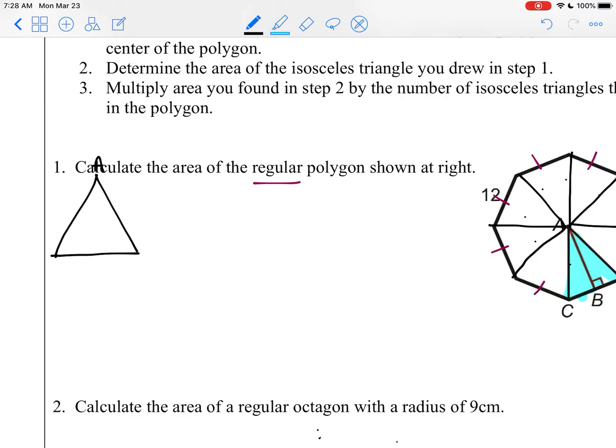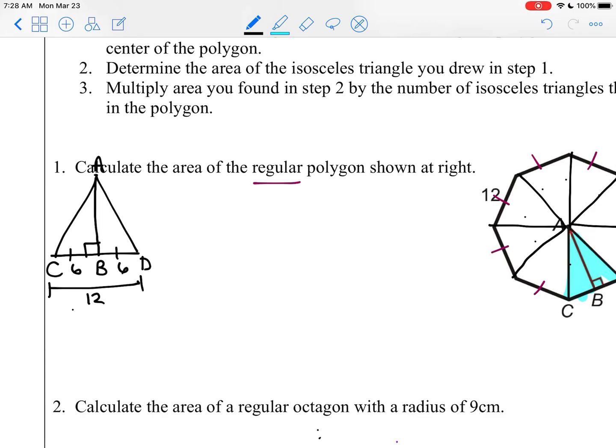You don't really need the labels on there, but I'll put them in for this time. And then the apothem, remember, goes straight from the top. It forms a 90-degree angle. And it also cuts that base in half. So we know that the distance from C to D is 12, because that's given to us, which means C to B is 6, and B to D is also 6.